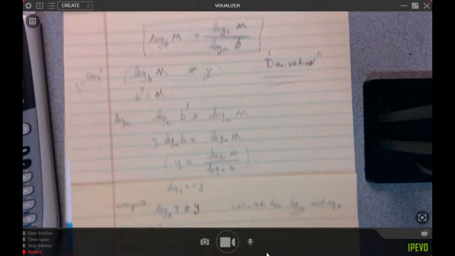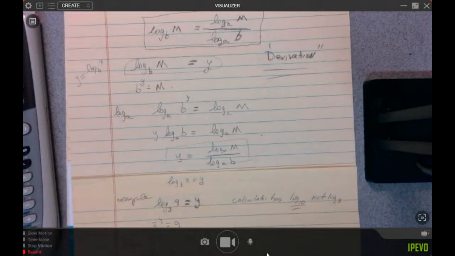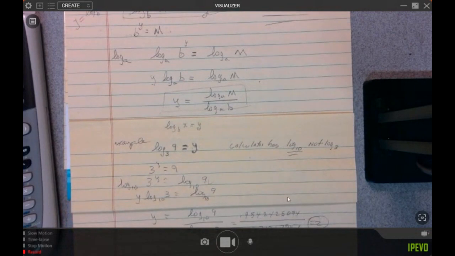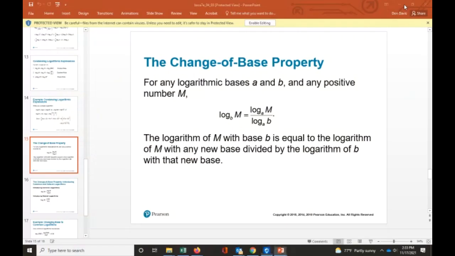I'm just sliding this pad around a little bit so you can see what I did up there. And there's the problem there. Okay, let's shut it down.